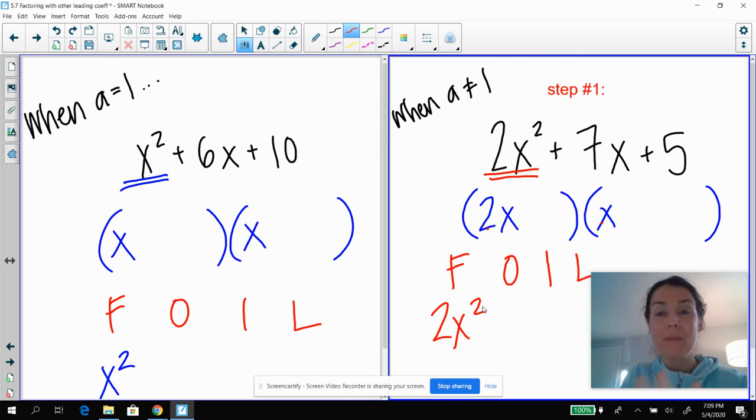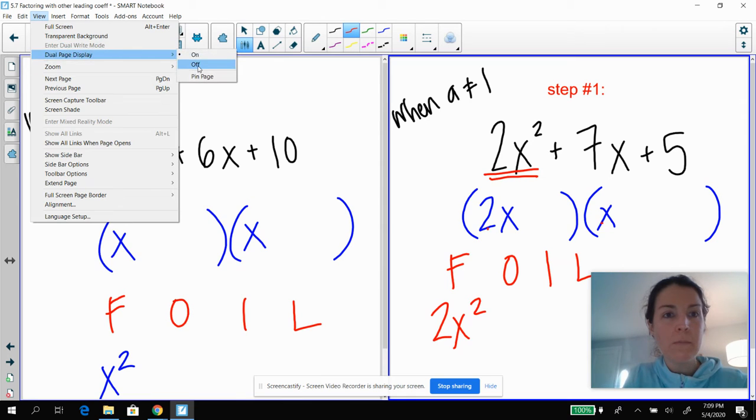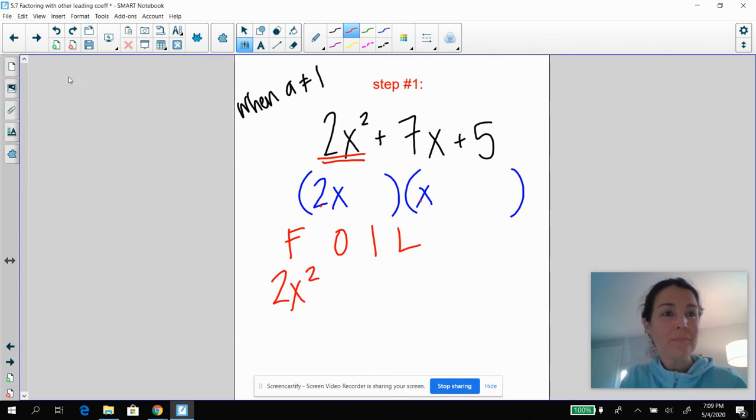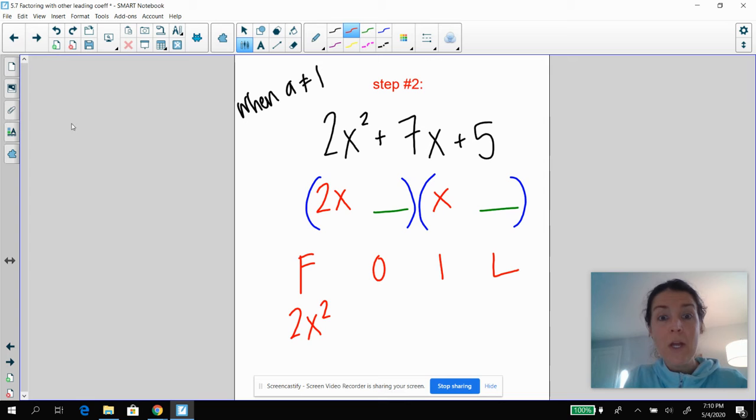So I want you to feel comfortable with this very first step. So I'm going to turn off my dual page display. All right. So now let's go to step 2. So right now, step 1, we've already got our 2x and our x. But now we've got to think about what's going to go in these green spots. And here's great news. I know what goes in these 2 green spots.